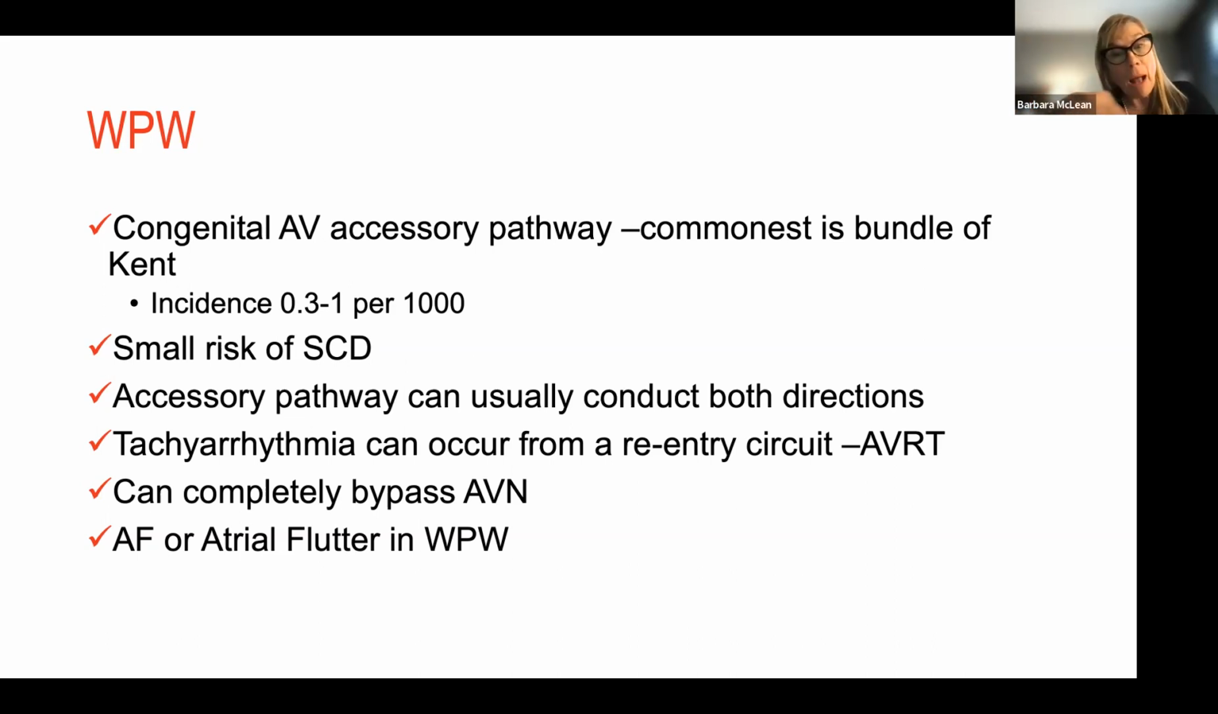Now, with these bypass pathways, once you have an ectopic formation that is either antegrade or in the forward direction, in either case, if you have an ectopic depolarization, you can take complete control.